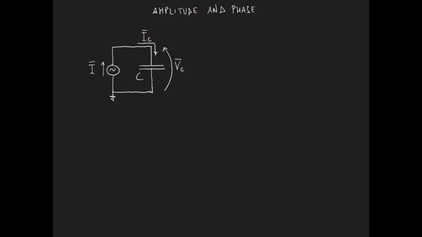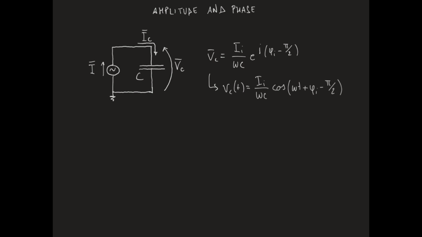So from our previous discussion, we got that the phasor Vc is equal to I sub I over omega c times e to j phi I minus pi divided by 2. In the sinusoidal domain, this phasor corresponds to the signal Vc of t equal to I sub I over omega c, the cosine of omega t plus phi sub I minus pi by 2. Incidentally, this last result tells us something we already know, which is that the voltage signal in a capacitor lags behind the current signal by pi by 2.